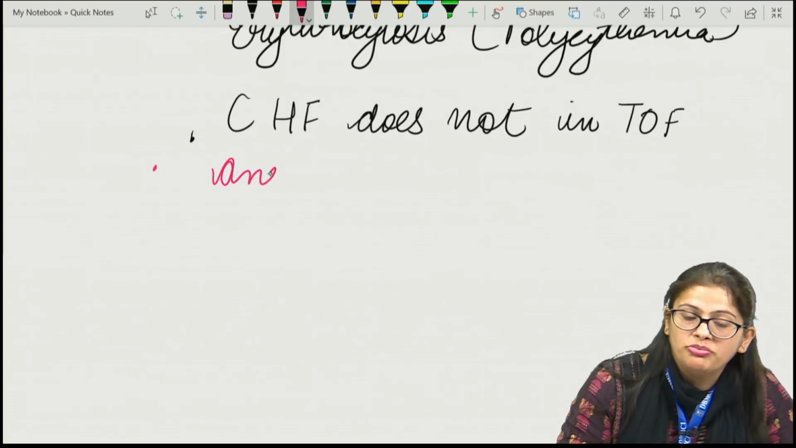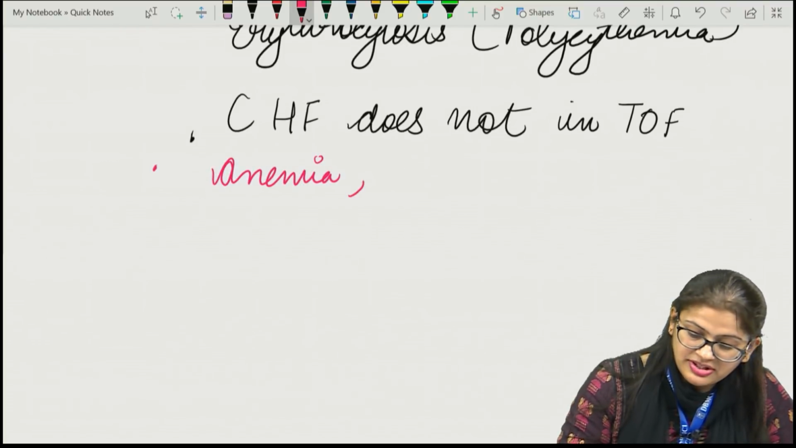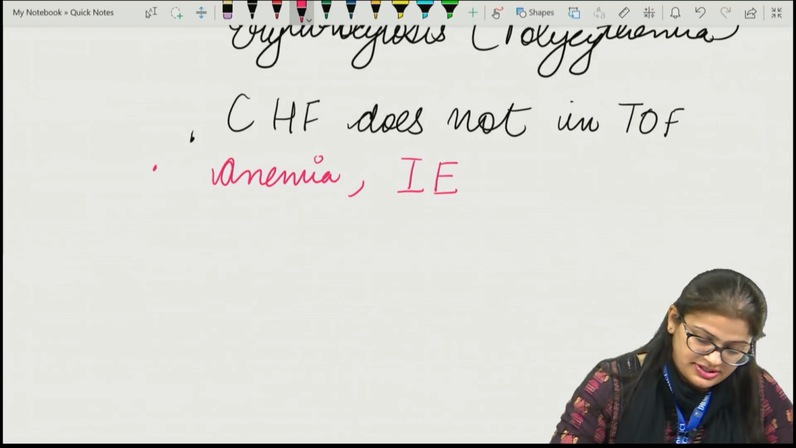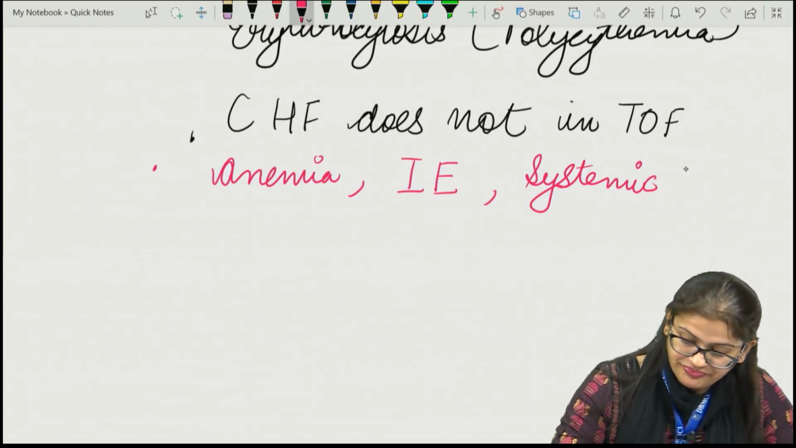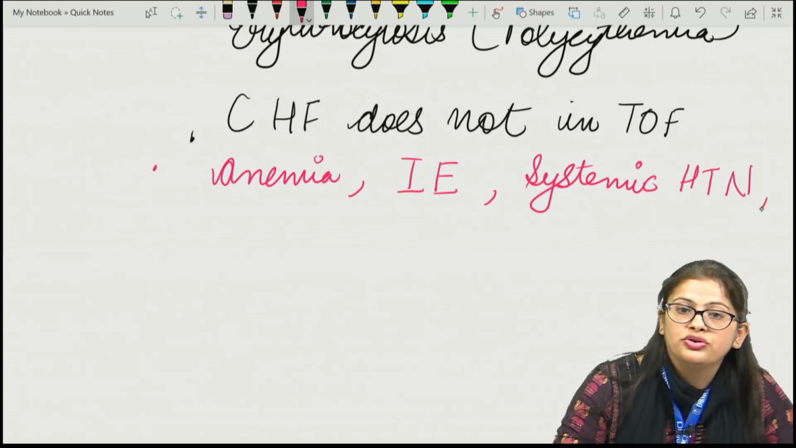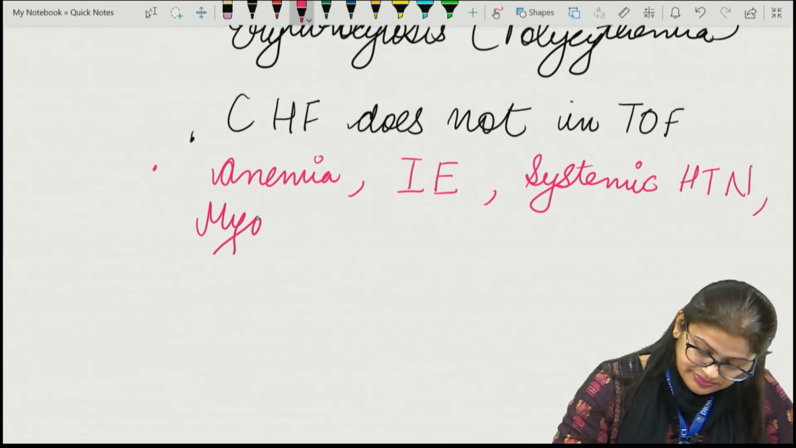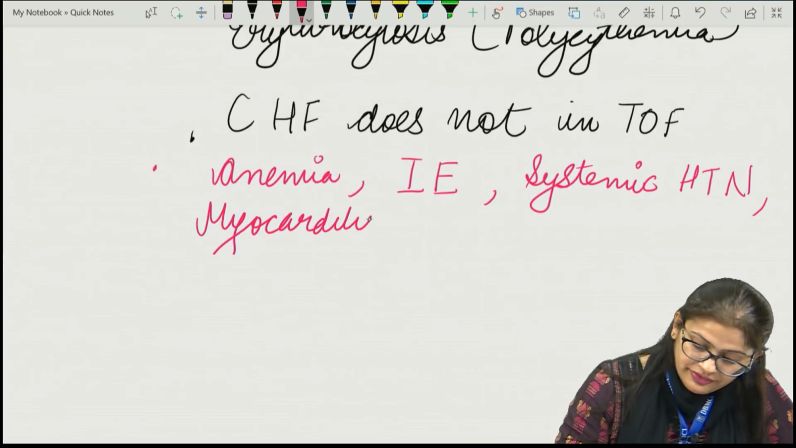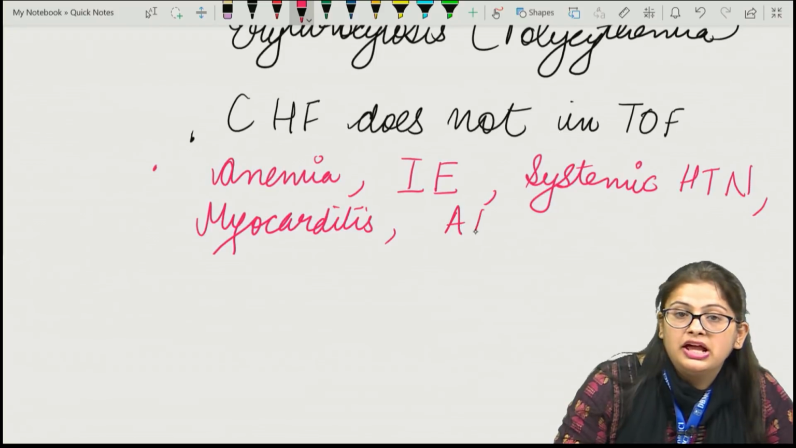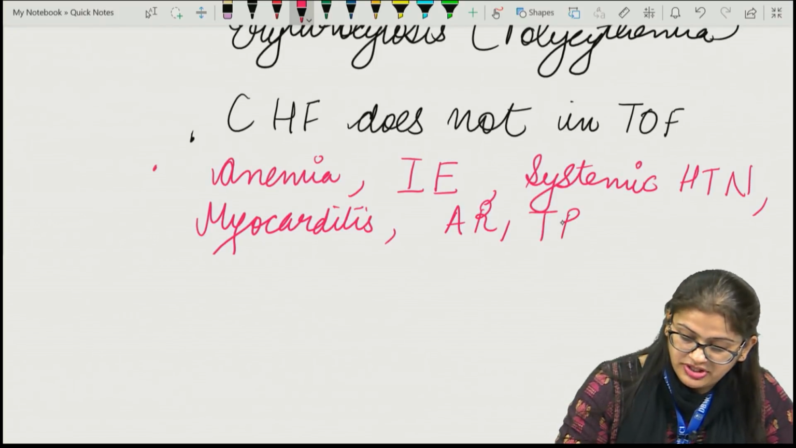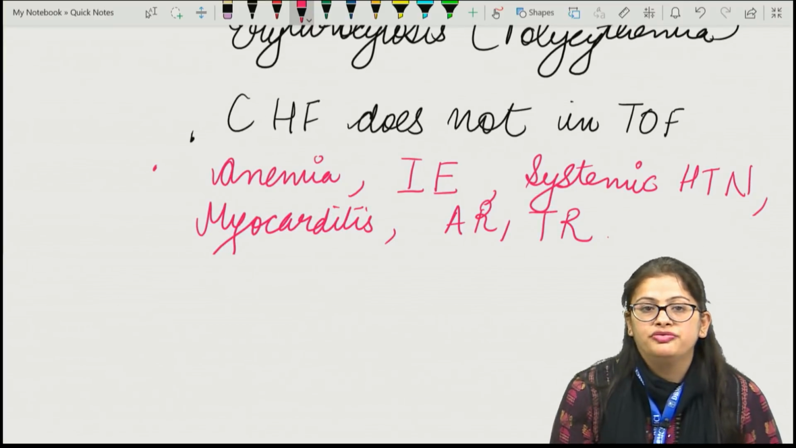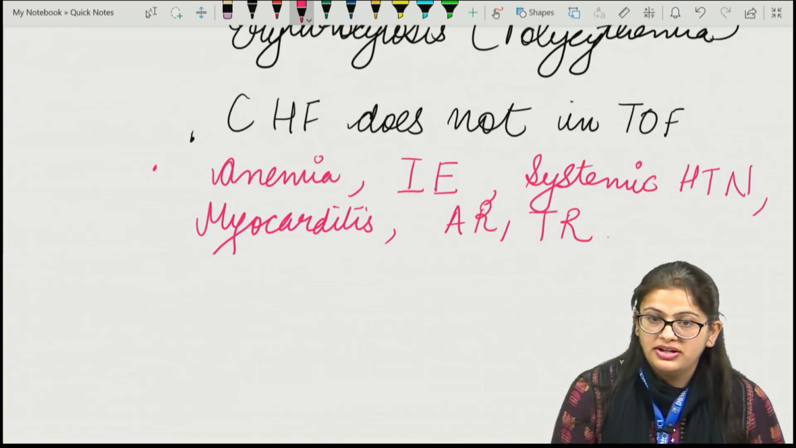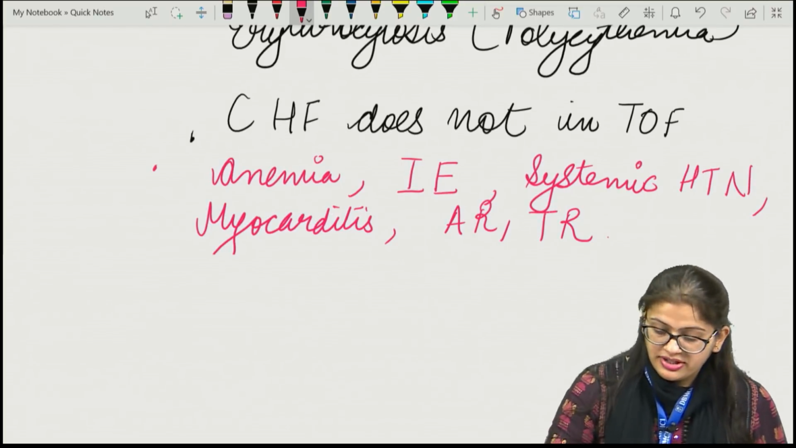if the child has concomitant anemia, if there is concomitant infective endocarditis, or if the child has concomitant systemic hypertension, or if there is concomitant myocarditis, or if there is associated aortic regurgitation or tricuspid regurgitation. So these are the conditions where CHF may occur even in the presence of TOF, and these are anemia, infective endocarditis, systemic hypertension, myocarditis, and aortic or tricuspid regurgitation.